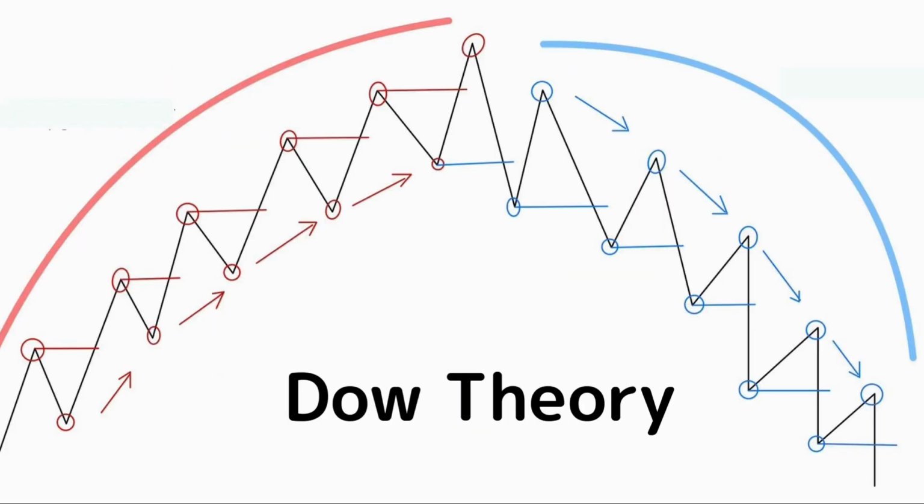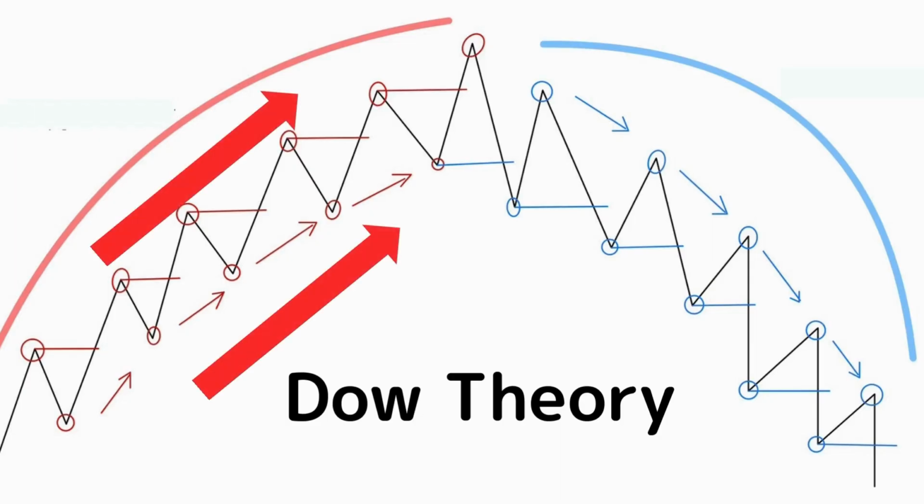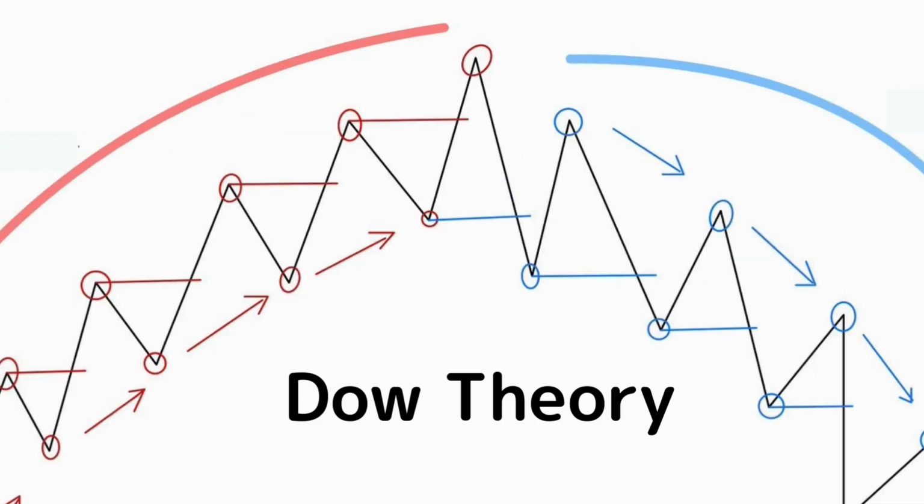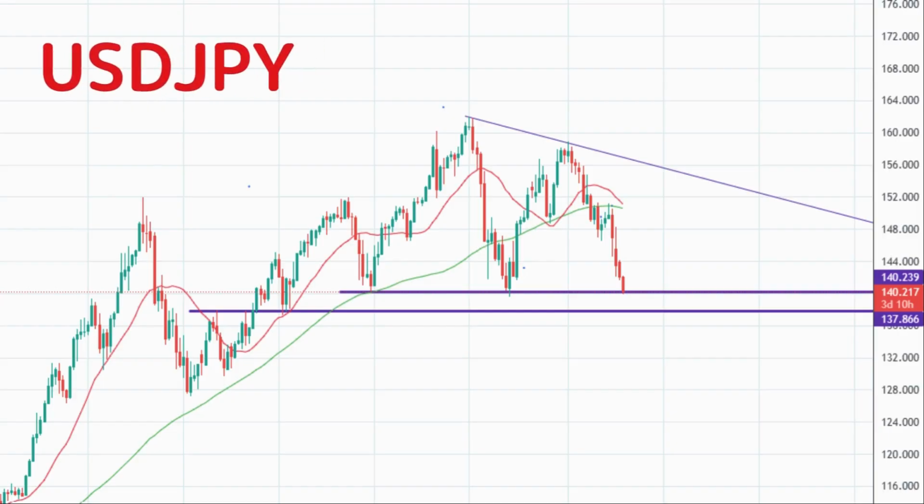Additionally, I follow Dow Theory for my analysis. To briefly explain, an uptrend is defined by higher highs and higher lows, while a downtrend is defined by lower highs and lower lows. A trend reversal occurs when this pattern breaks. If the price breaks below the most recent low after reaching a high, a downtrend begins. Let's take a look at the USDJPY chart and break down the current price action.